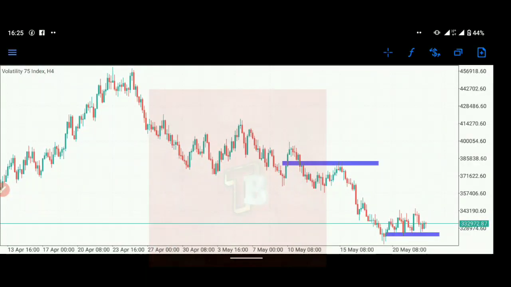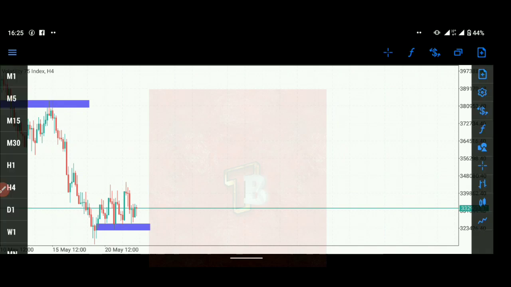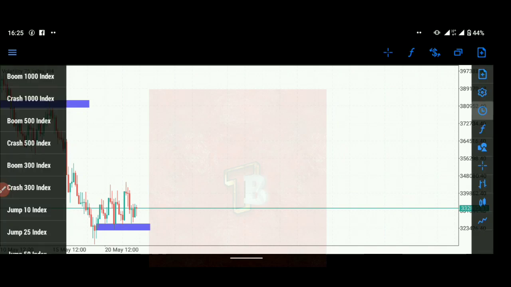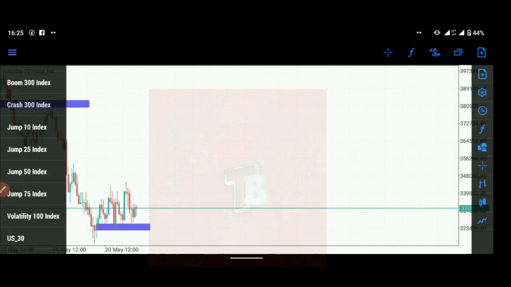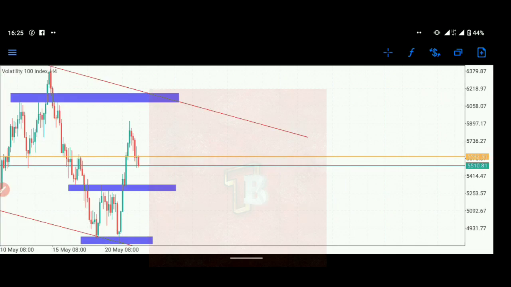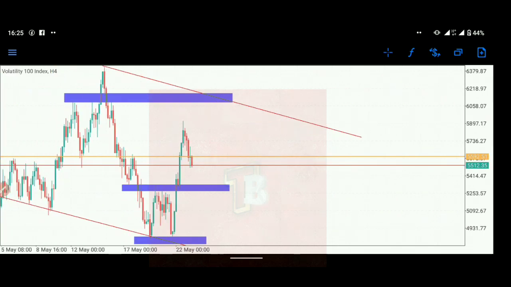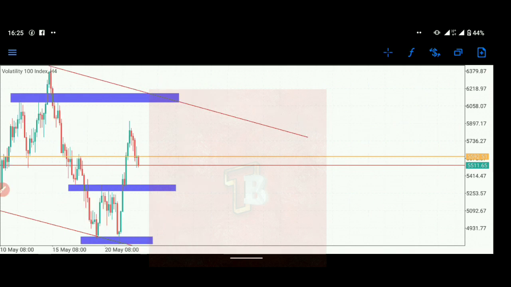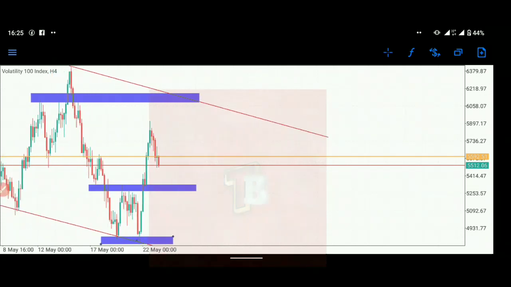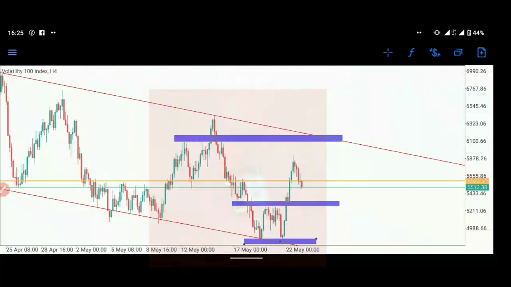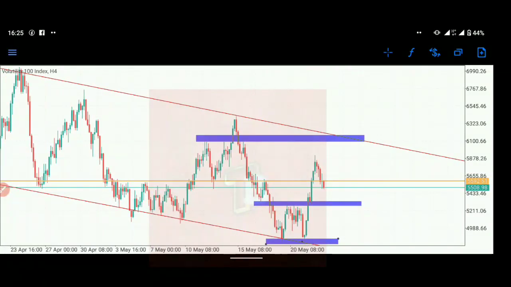The same thing happened in this market. I think in Volatility 100, VIX 100, right beneath here, you can see it. So just go back to your chart, look at the chart, and figure it out.